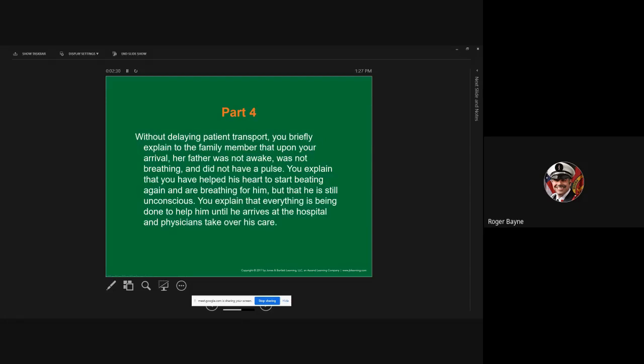Without delaying patient transport, you briefly explain to the family member that upon your arrival, her father was not awake, was not breathing, and did not have a pulse. You explain that you have helped his heart to start beating again and are breathing for him, but that he is still unconscious. So again, we're giving the facts. We're keeping it in clear, concise language that they can understand. And then you explain that everything is being done to help him until he arrives at the hospital and doctors take over his care. So we're just being honest, and we're telling the families, we'll meet you at the hospital. We're going to continue doing everything we can.